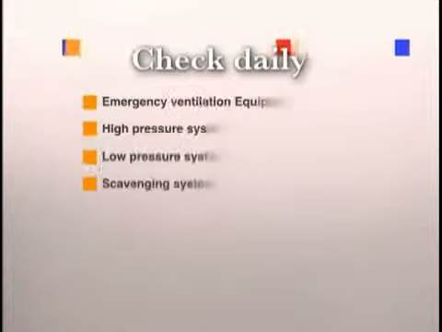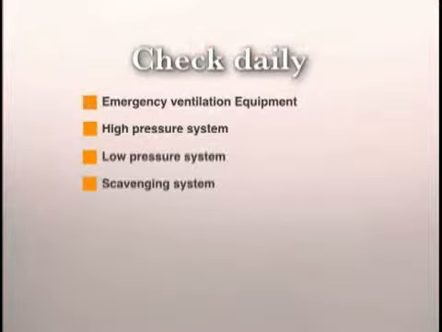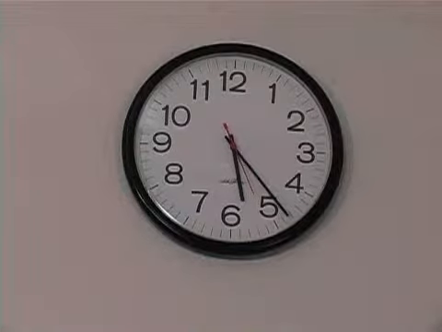The following systems need to be checked once a day before the machine is used on any patient: emergency ventilation equipment, high pressure system, low pressure system, and the scavenging system. Remember to reserve 5 to 6 minutes in the morning to do the complete initial machine check.